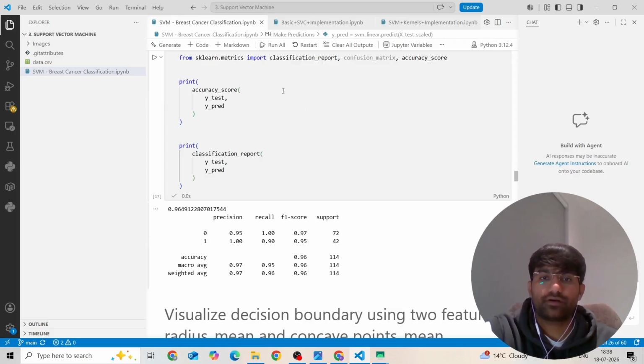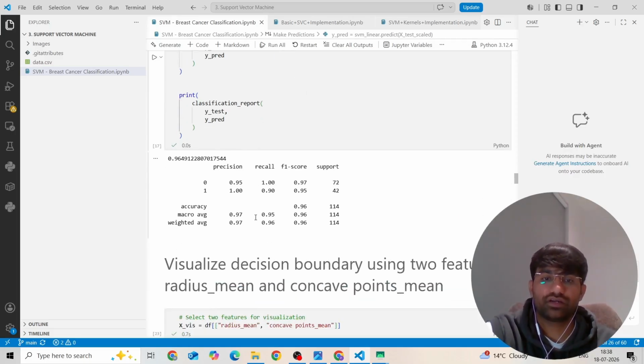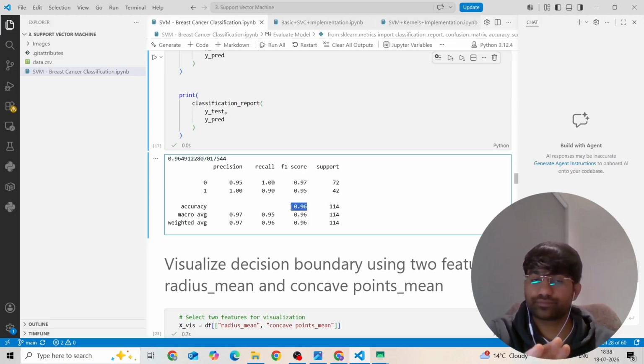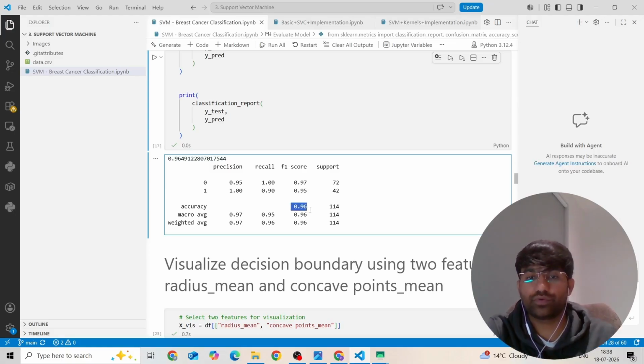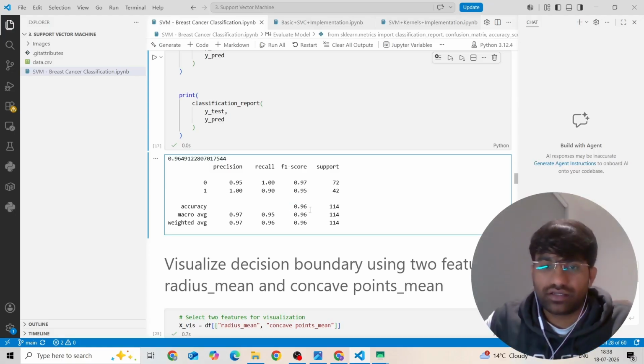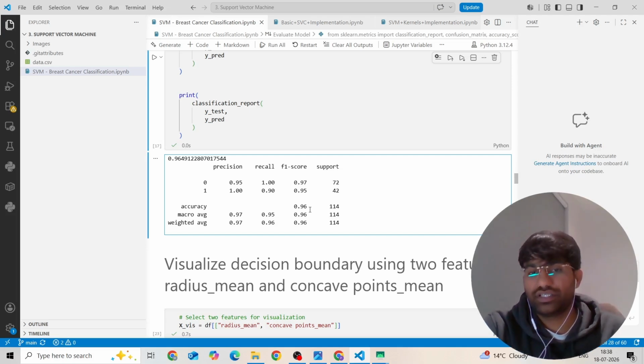So I have plotted the classification report. See, the accuracy is too high, 0.96. We are not focusing on the accuracy here, because the project is to learn the SVM.